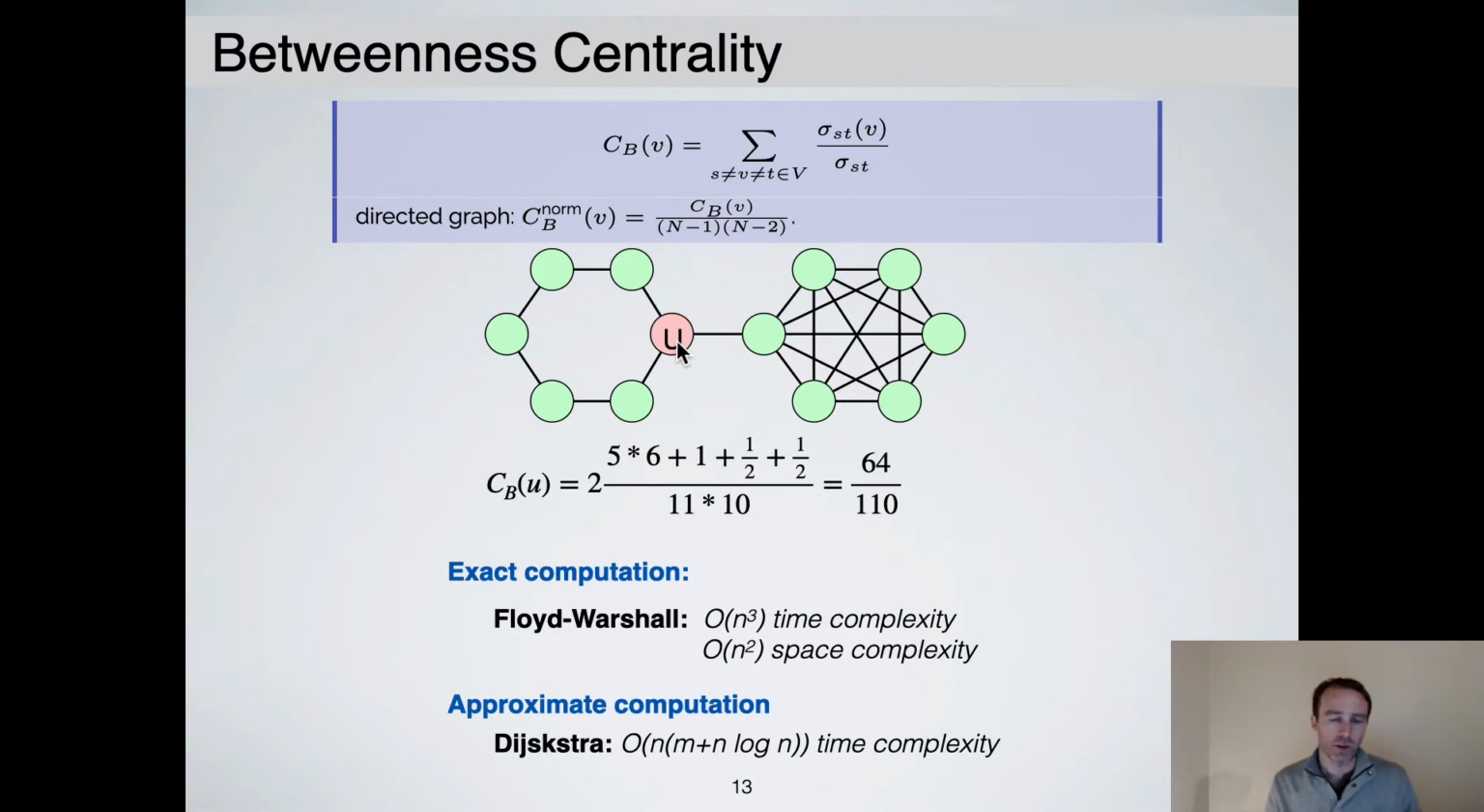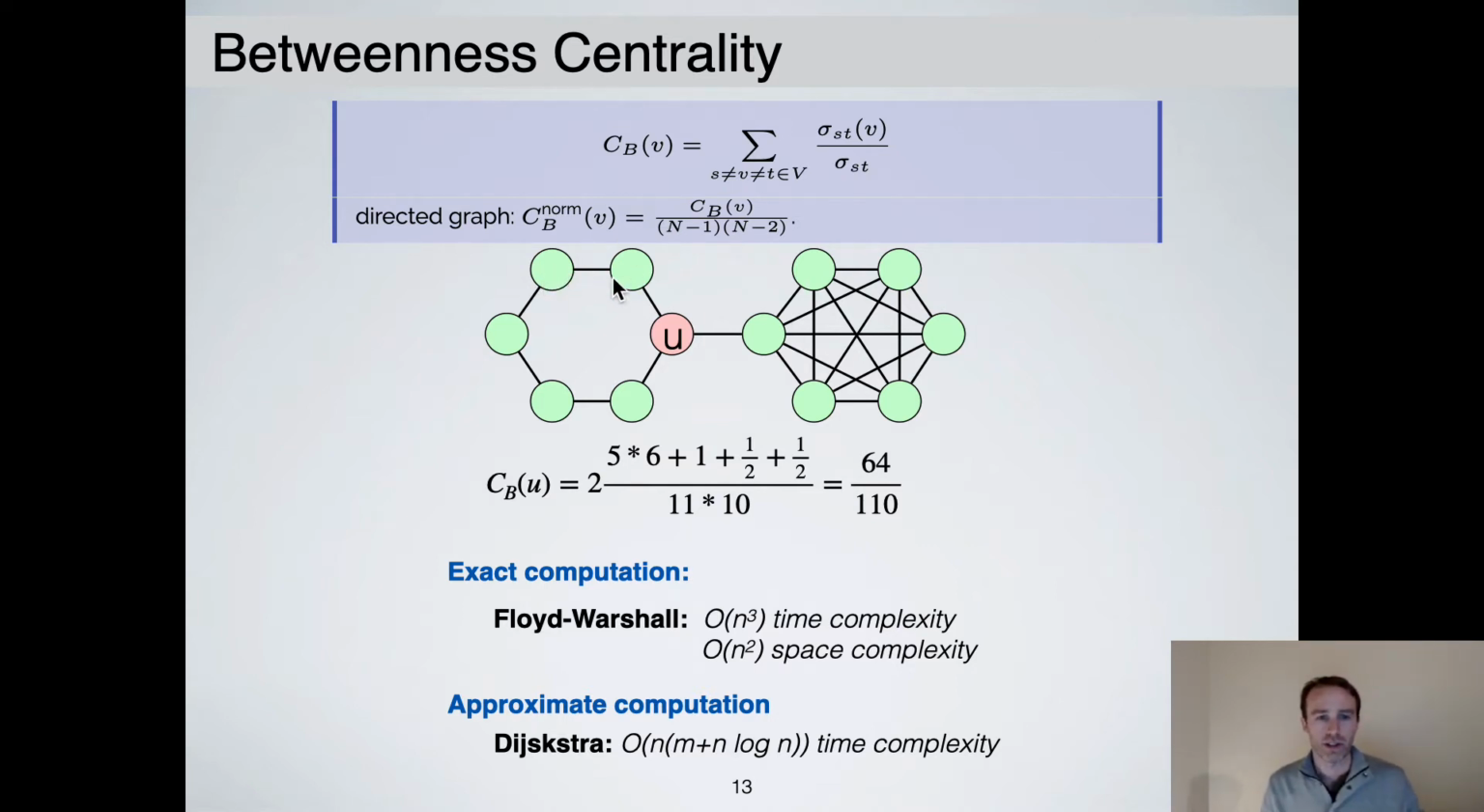So it will be a high betweenness node. So how to compute it? On the bottom here you have the total number of pairs of nodes in the graph. We want to know how many shortest paths there are in total in the graph.